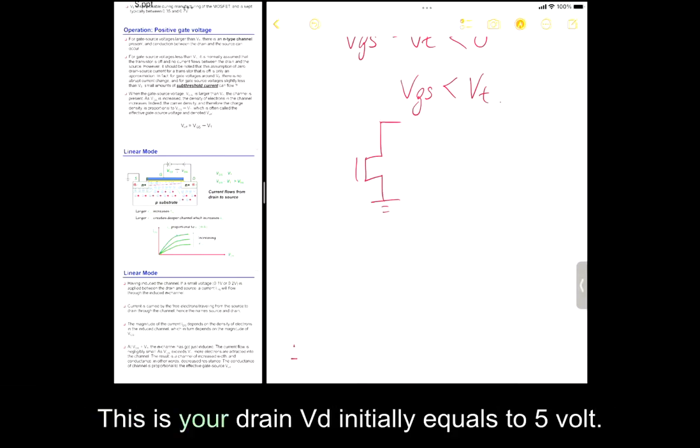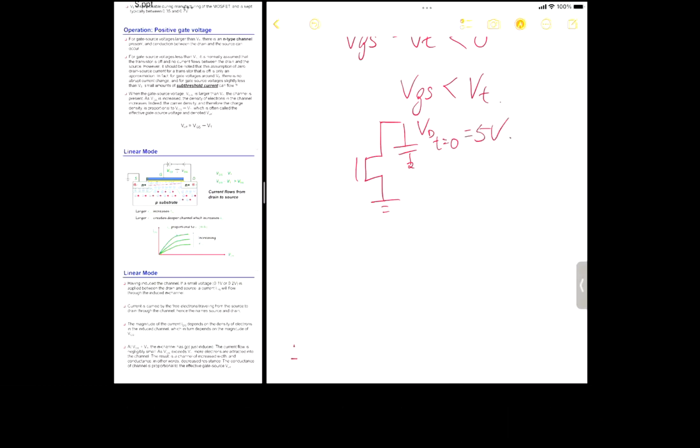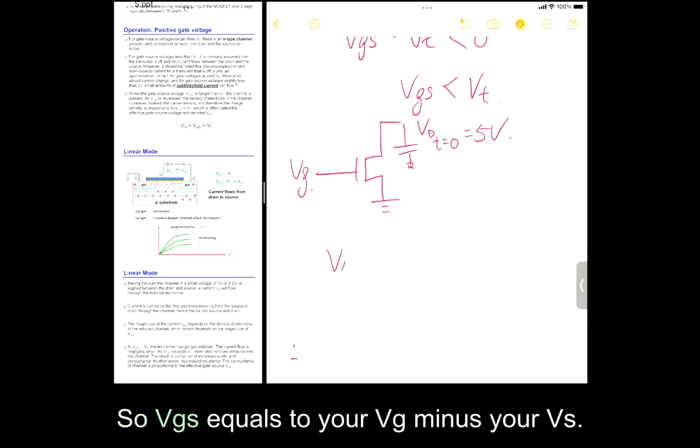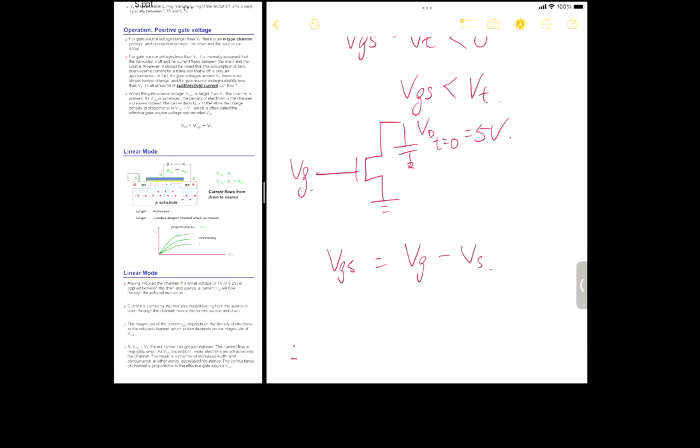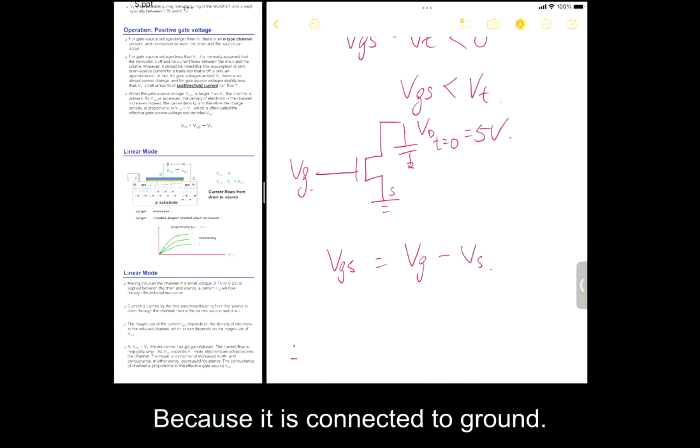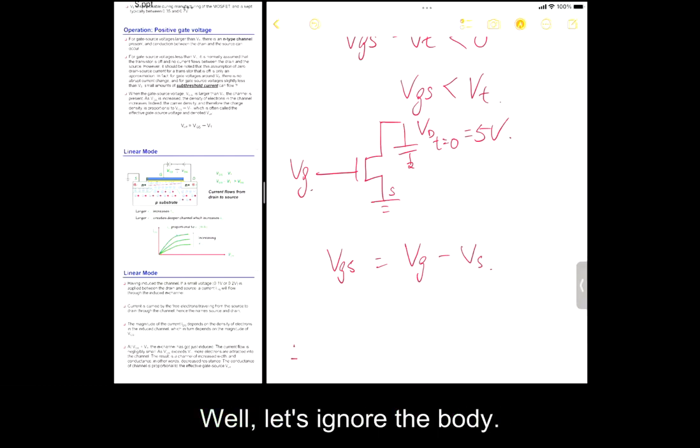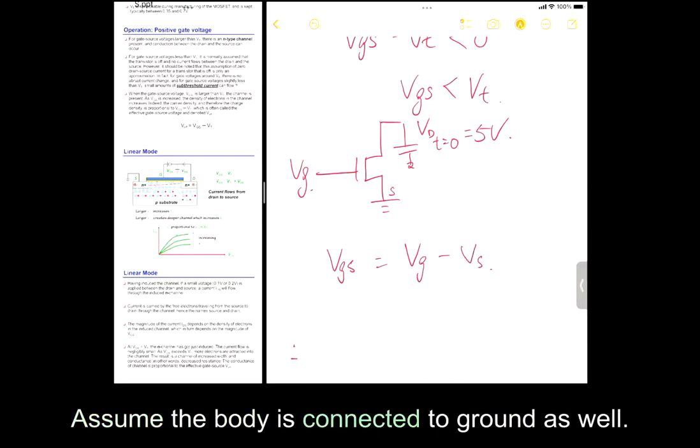For example, this is connected to ground. This is your drain, VD initially equals 5 volt. And that's your VG. So VGS equals your VG minus your VS. And this is obviously your source, right? Because it is connected to ground. Let's ignore the body first. Assume the body is connected to ground as well.